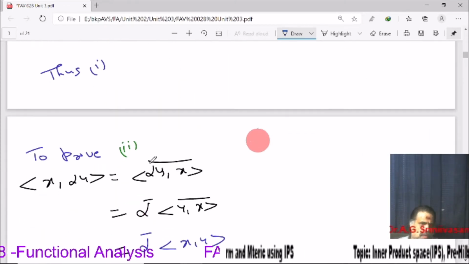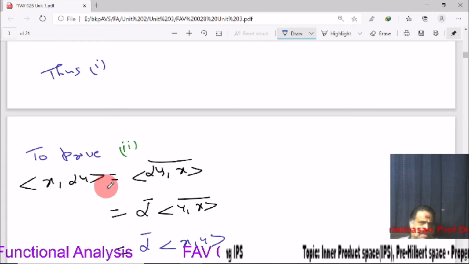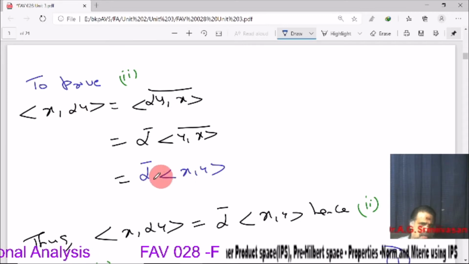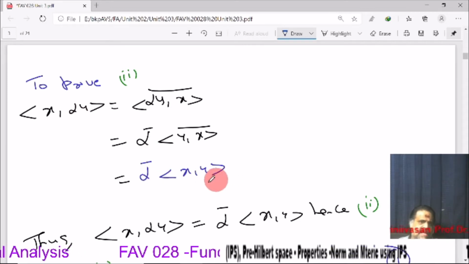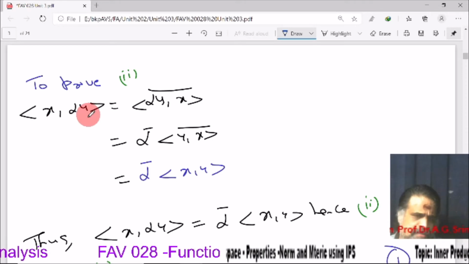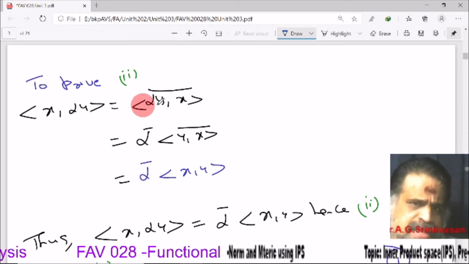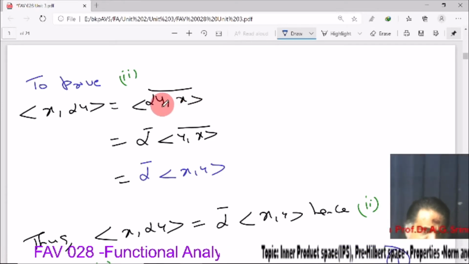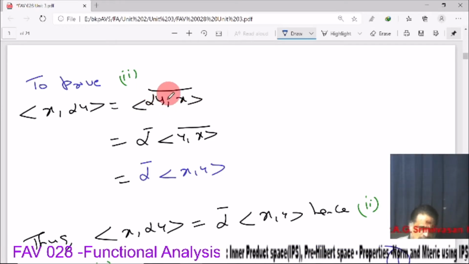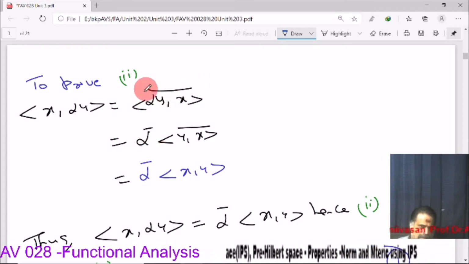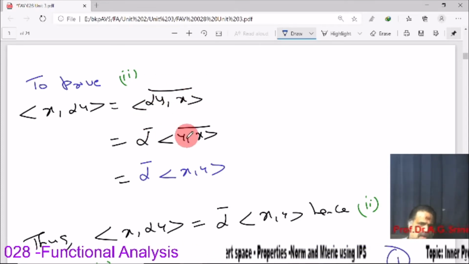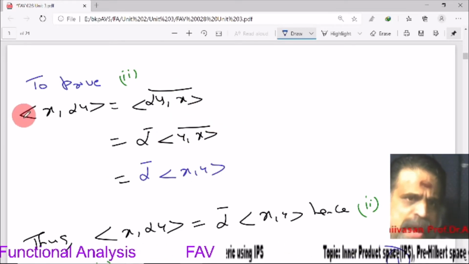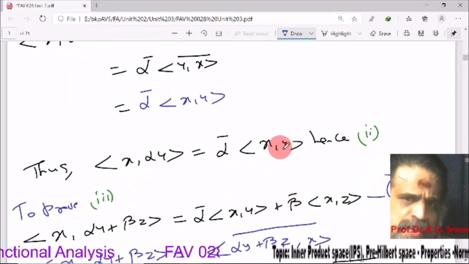Now to prove the second one, x comma alpha y is alpha bar xy. We want to show that if alpha is the second component, alpha will come out as alpha bar times xy. That's very easy because x comma alpha y, by the conjugate symmetry axiom, is alpha y comma x the whole bar, since it's a complex number. So alpha can be taken out because alpha is now in the first component. So it's alpha bar, because the bar is always there: alpha bar times yx bar. But yx bar is again xy by definition of the inner product. So x comma alpha y is alpha bar times x comma y.